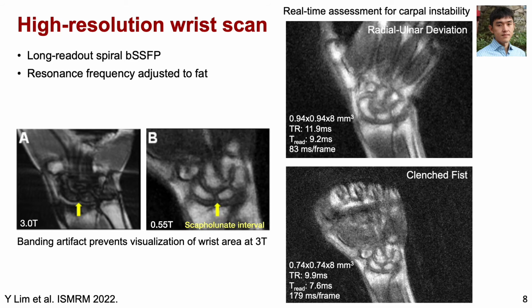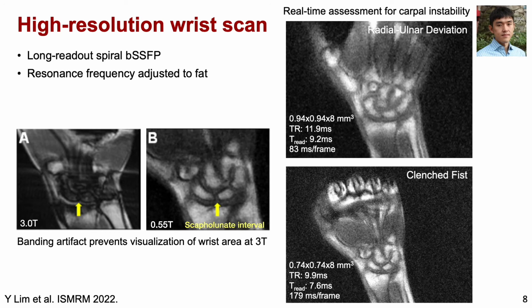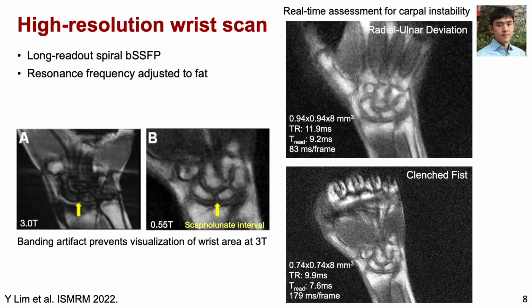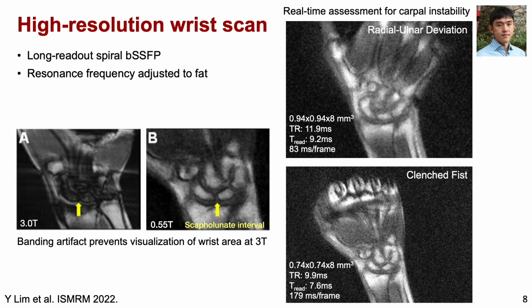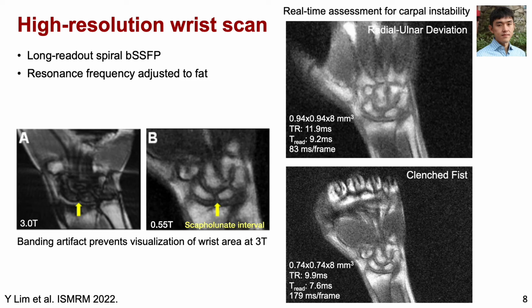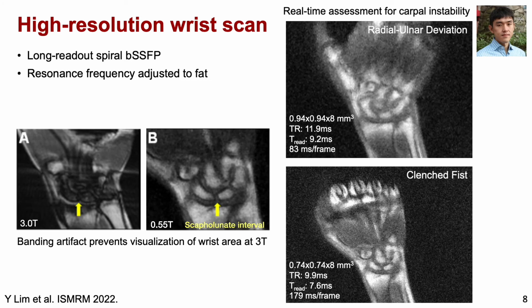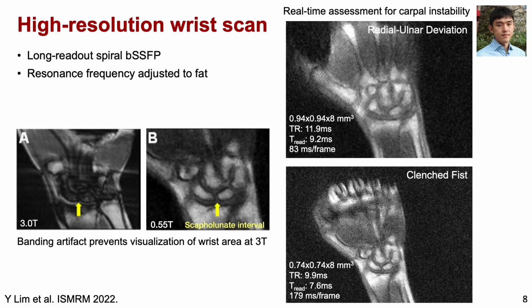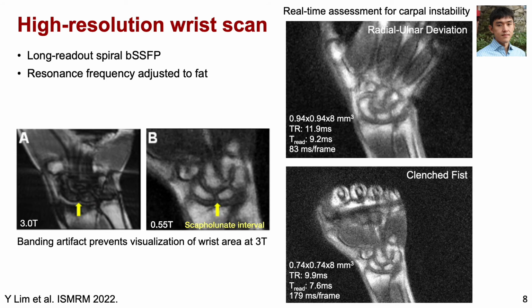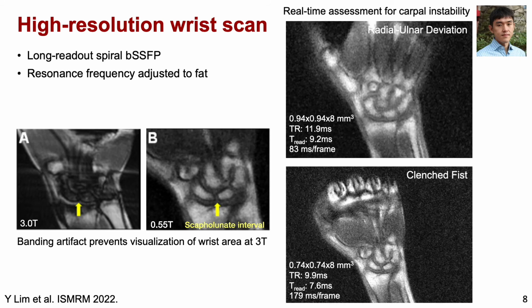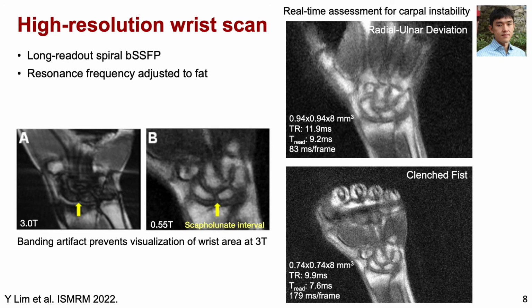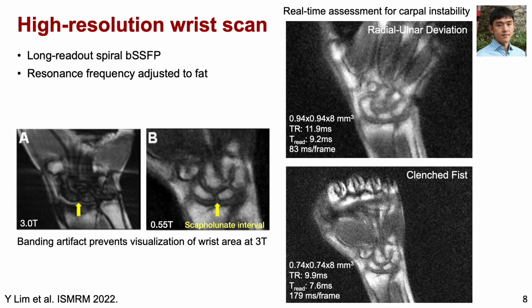Because of the greatly reduced off-resonance, the banding artifacts do not appear at 0.55 Tesla, compared to the banding artifacts preventing us from visualizing these structures at 3 Tesla. So you can see the SI interval is clearly depicted on the static image as well as all these high resolution real-time images. Amazing spatial resolution was achieved. This example shows 0.94 in-plane resolution, and this shows 0.74 in-plane resolution real-time images.